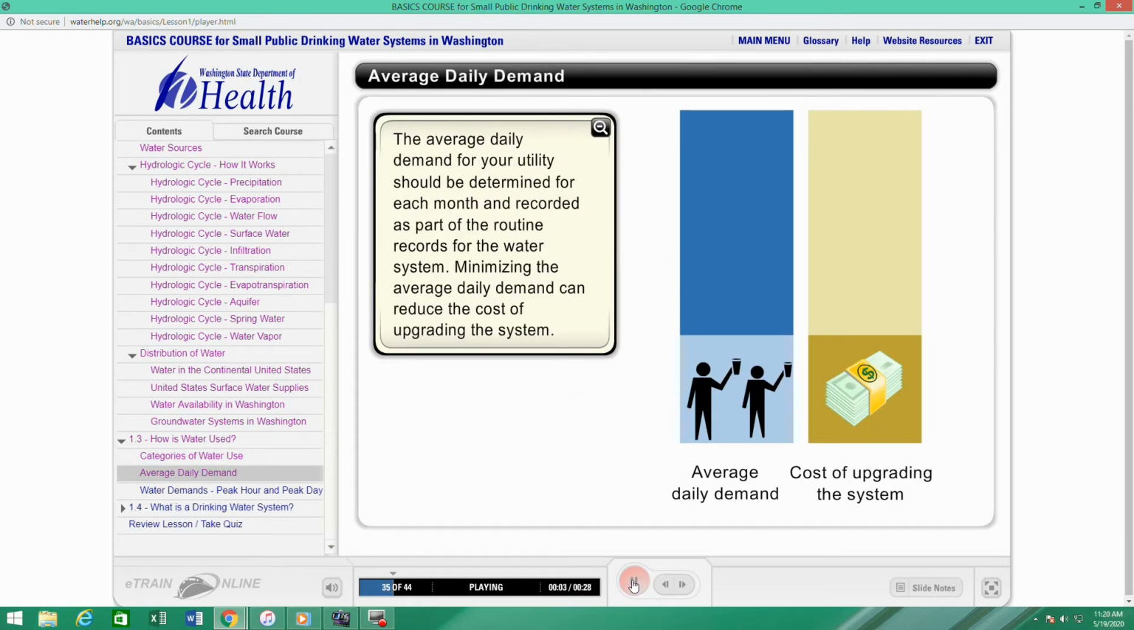The average daily demand for your utility should be determined for each month and recorded as part of the routine records for the water system. Minimizing the average daily demand can reduce the cost of upgrading the system.